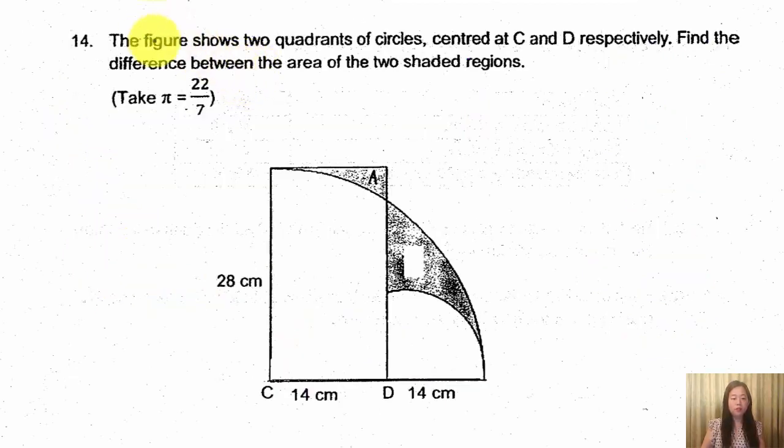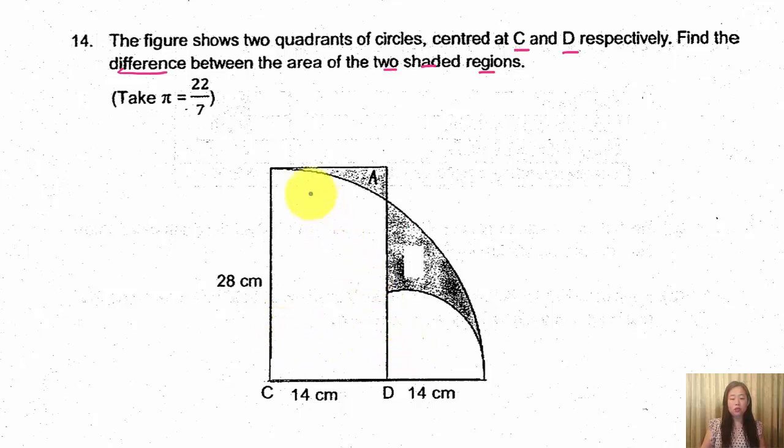Question 14. The figure shows two quadrants of circles centered at C and D respectively. Find the difference between the area of the two shaded regions. Take pi equals to 22 over 7. So some students will find this question difficult because they have never learned how to find a weird shape like this. But not to panic.